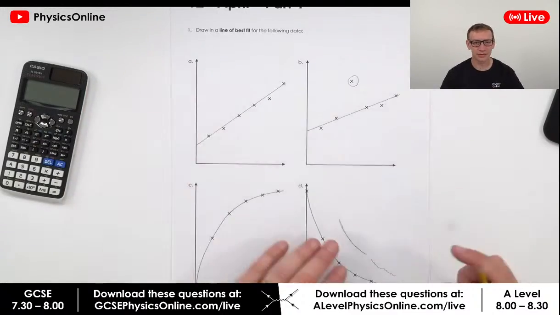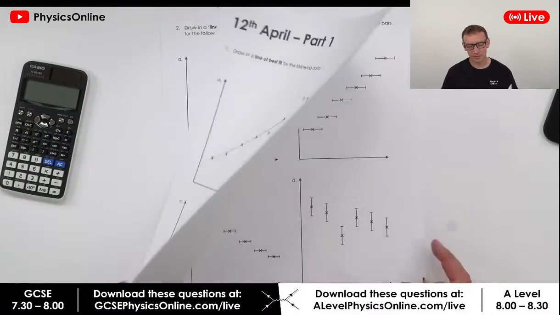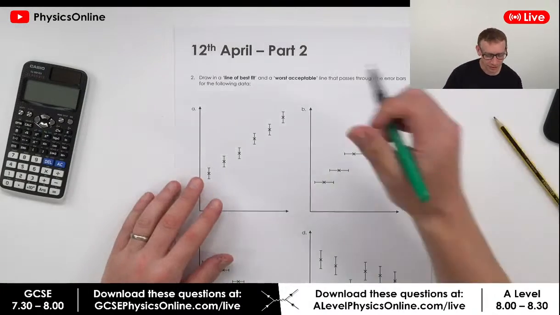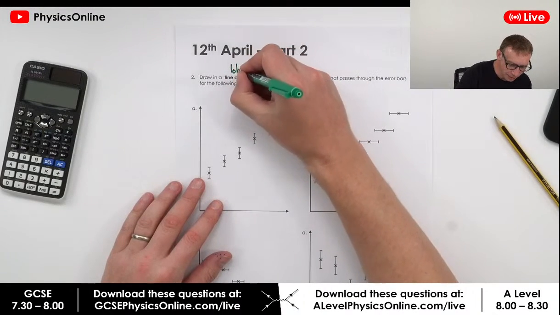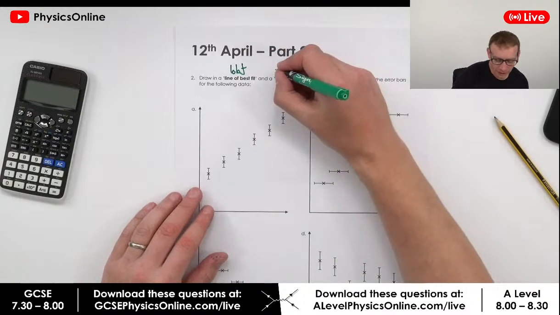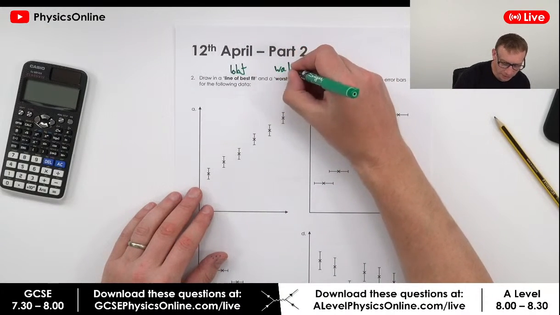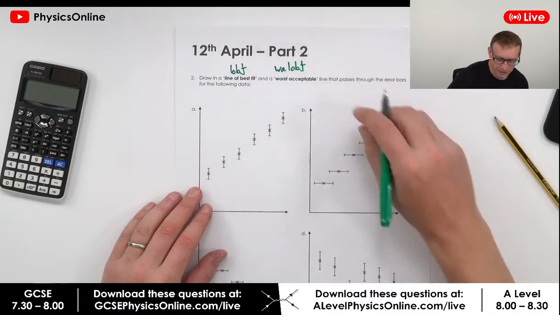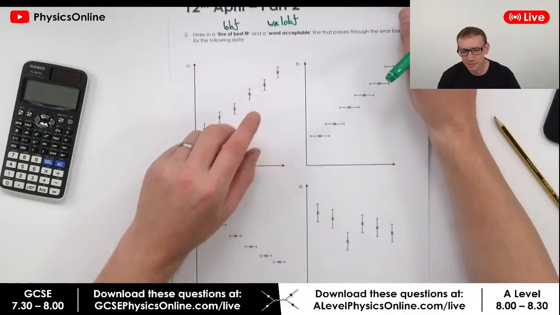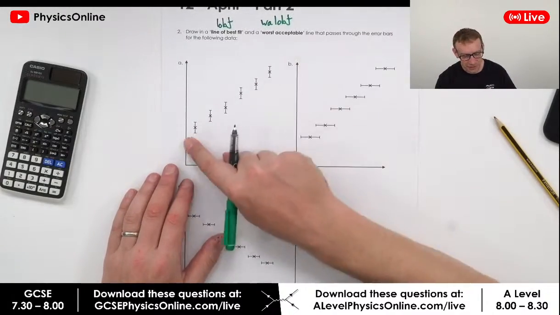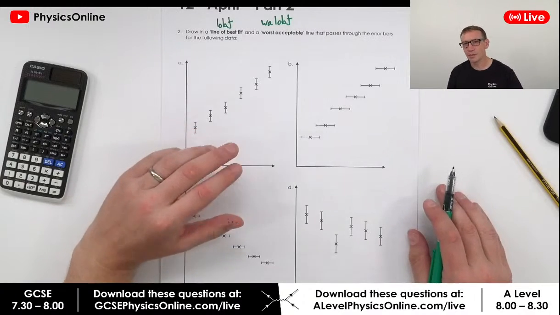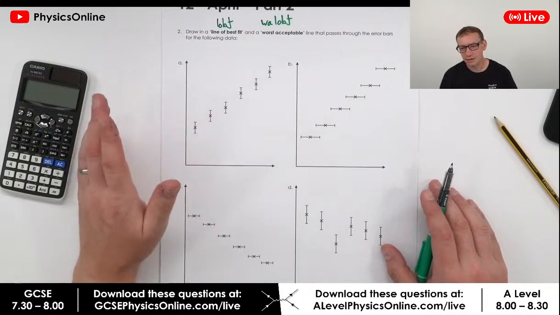Okay, so there we go. Got some nice curves there. So that one there, just a few lines of best fit. I'm going to call this the line of best fit, LOBF, and also what we have is our worst acceptable line of best fit. For the first one, the line of best fit, we're going to ignore these error bars. Now I think error bars come up a bit more in AQA rather than OCR.